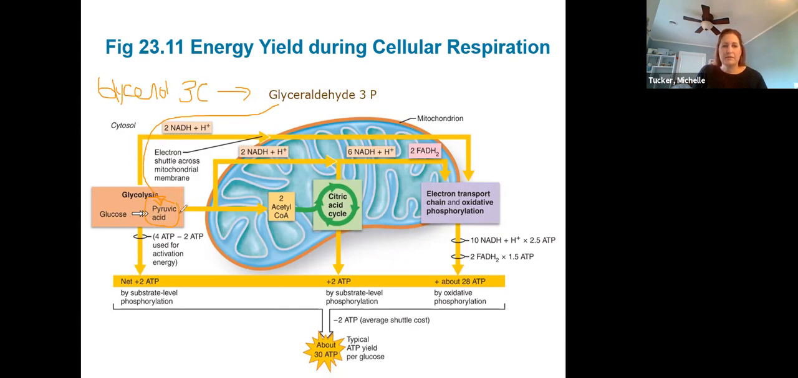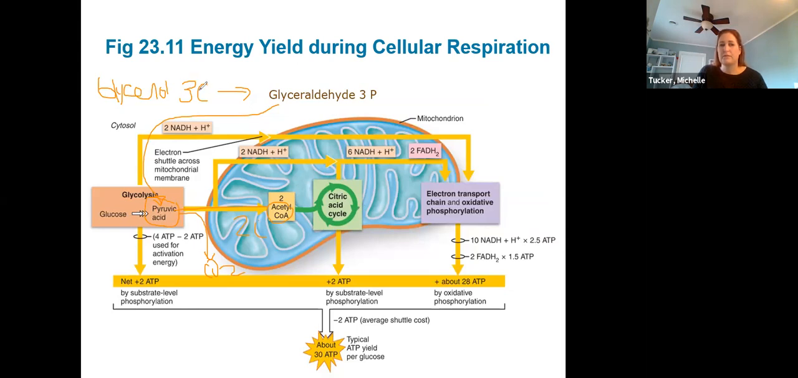Pyruvic acid is going to then feed into the citric acid cycle. So first it has to get decarboxylated. It has to lose the CO2, right? Because it has to get down to a 2-carbon fragment. That 2-carbon fragment combines with CoA to become acetyl-CoA, which then feeds into the citric acid cycle.